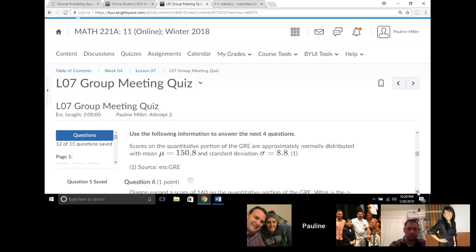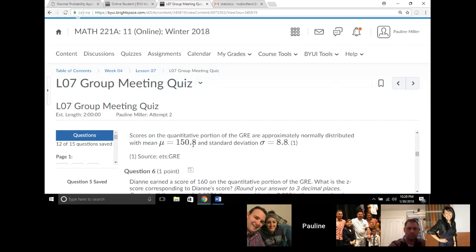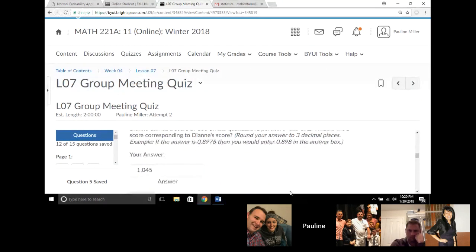And then this one, we know that the mean is 150.8 and the standard deviation is 8.8. So now we're going to go into the problem, and she got 160, so she got better than the mean. So they're wanting to know what is the z-score. So then the formula is z equals x, which is 160, minus the 150.8, divided by the 8.8. And that was 1.045.